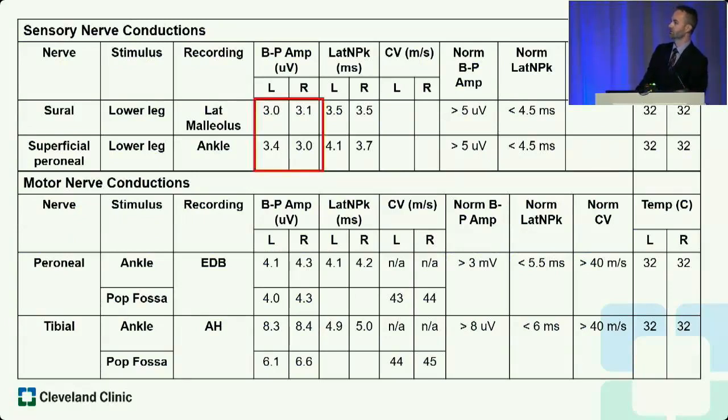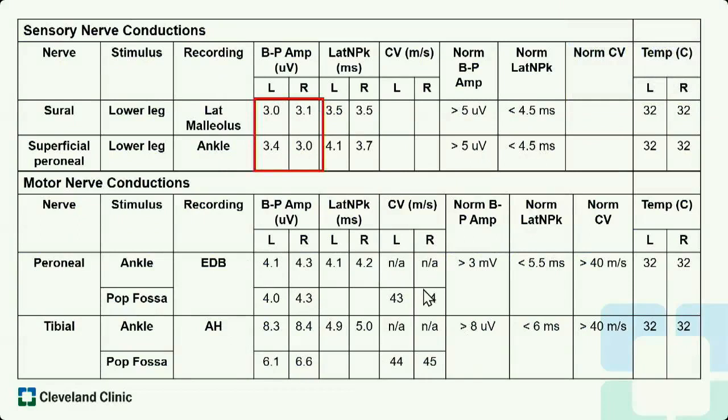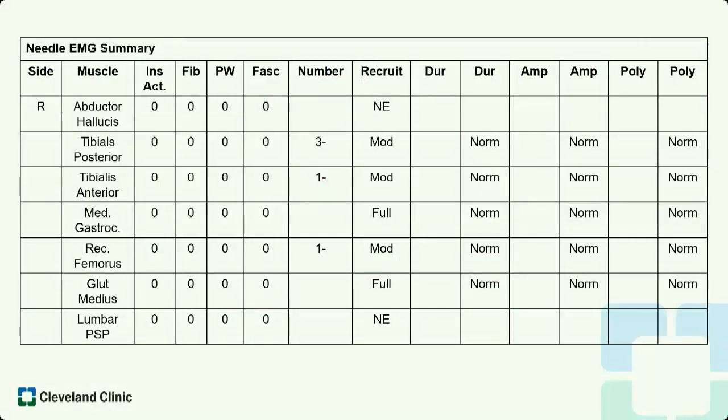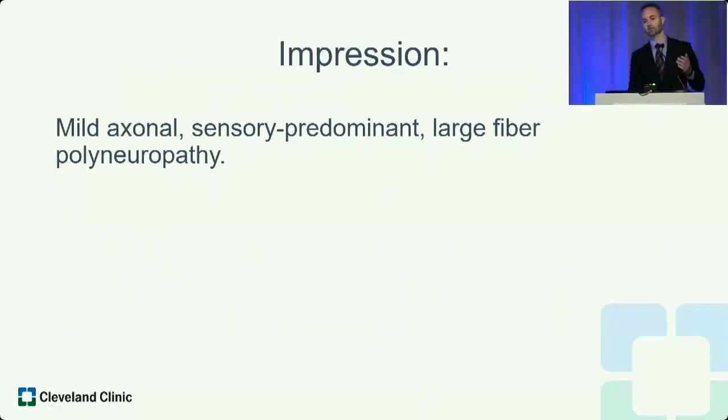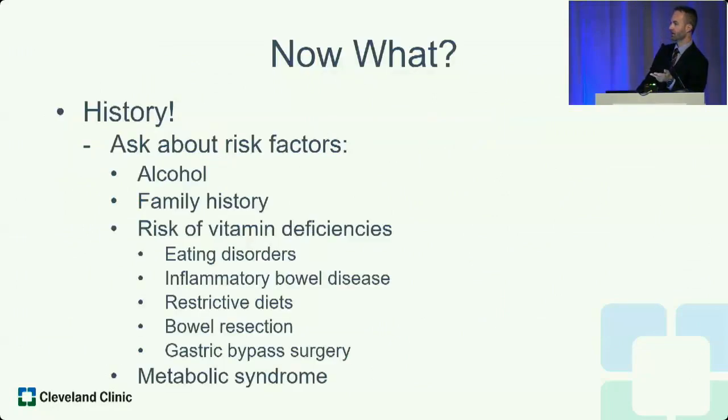This is his initial EMG, so we see very, very mild reduction in sensory amplitudes, right? They should be higher than 5. And then on motors, they're essentially normal. We have normal amplitudes, normal latencies, normal velocities. So this is a very mild sensory predominant polyneuropathy electrodiagnostically. On needle exam, just to confirm, we see no active changes and no chronic changes. So very mild polyneuropathy. Remember, we started from a baseline. He has a normal glucose tolerance test, no alcohol use, and no medications that might have caused things.